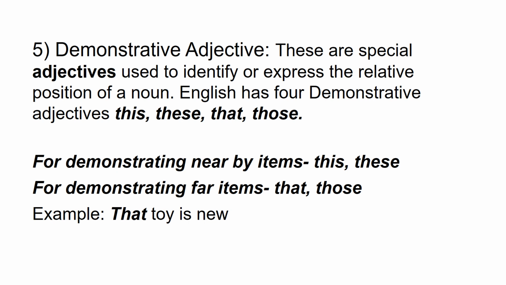The next adjective is demonstrative adjective. These are special adjectives used to identify or express the relative position of a noun. In English, we have 4 demonstrative adjectives: this, these, that, those. Whenever we are demonstrating items which are nearby, we use this and these. When I have only one item, I will be using this. This pen. Whenever I have more than one item, I will be using these pens.